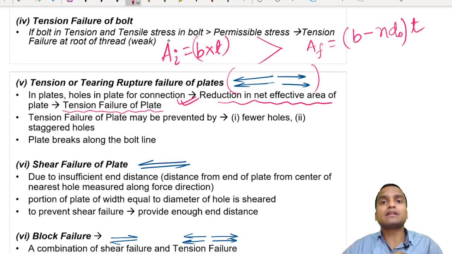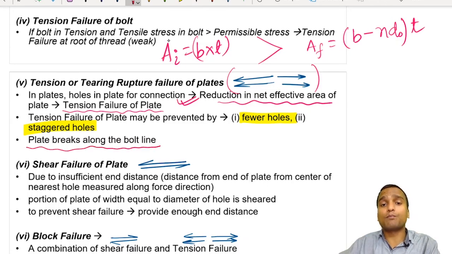So that is called the tearing of the plate, and it can be prevented when we provide fewer holes, a smaller number of holes, and better if we change the pattern of bolting from the chain pattern to the diamond pattern, and even from diamond to the staggered. So by manipulating the pattern of bolts, we may also reduce the chances of tensile failure of plates. This we have already discussed. And in this case, plates break along the bolt line.